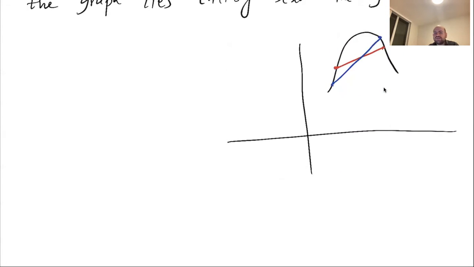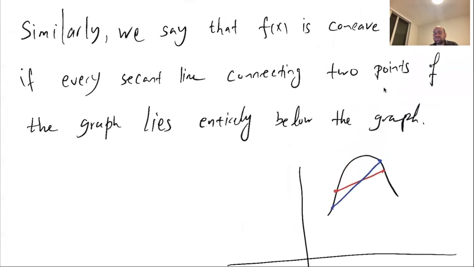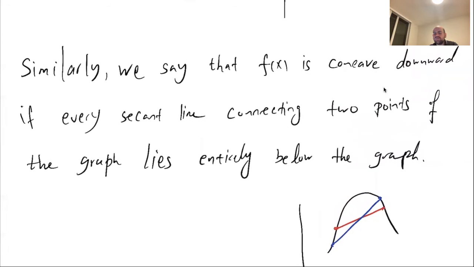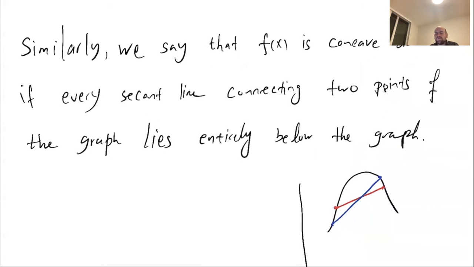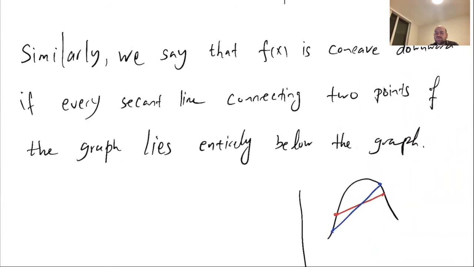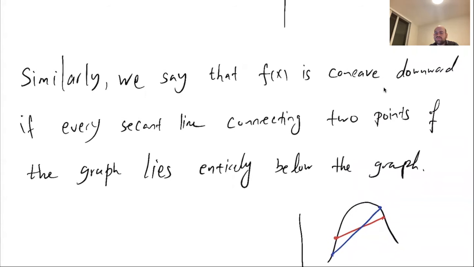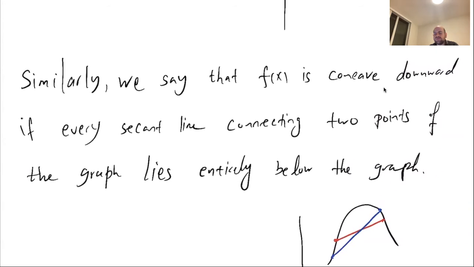See, the definition itself is independent of derivatives. There is no derivative appearing in the definition. The only concept that appears is the line segment. Line segment connecting 2 points of the graph, which should either lie entirely above or below the graph, depending on whether the function is concave up or down. But there is no mention of derivatives here in the definition.